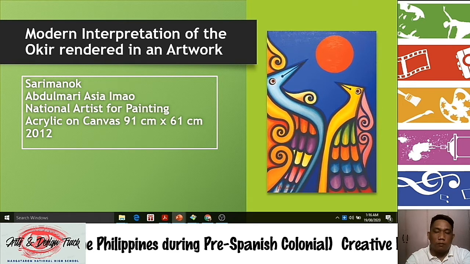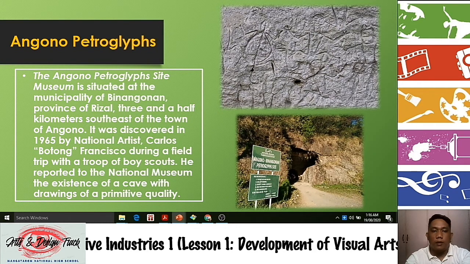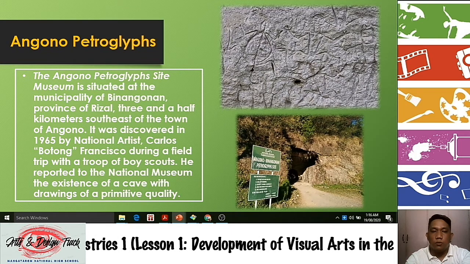Next, we have the Angono Petroglyphs. The Angono Petroglyphs Site Museum is situated in the municipality of Binangonan, province of Rizal, 3.5 kilometers southeast of the town of Angono. It was discovered in 1965 by National Artist Carlos Botong Francisco during a field trip with a troop of Boy Scouts. He reported to the National Museum the existence of the cave with drawings of primitive quality.